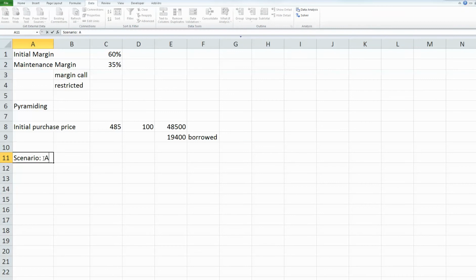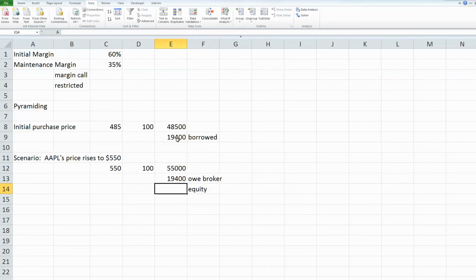Let's say Apple's price rises to $550. So here's the new price. You still own 100 shares. And let's just say Apple is the only stock in your portfolio. They actually do all these calculations on a portfolio-wide basis, but I'm only going to use a single stock because it makes the math a lot easier. So your portfolio is now worth $55,000. You still owe your broker $19,400.